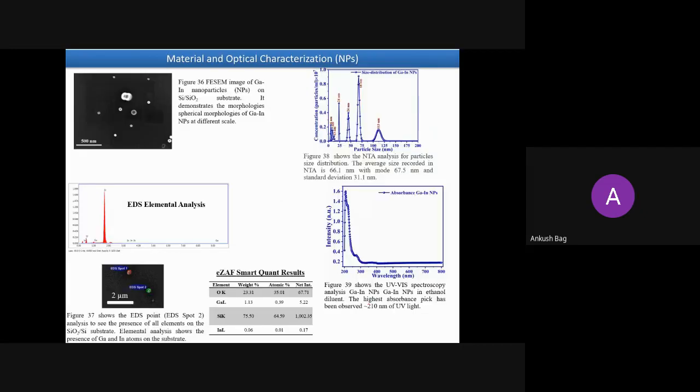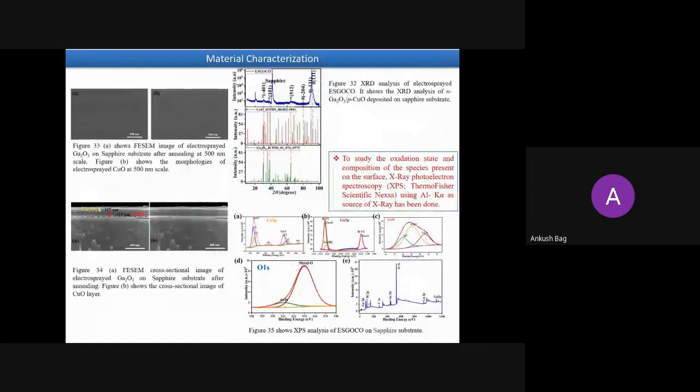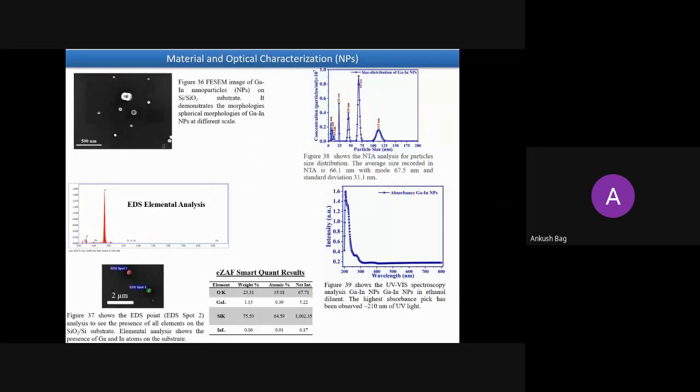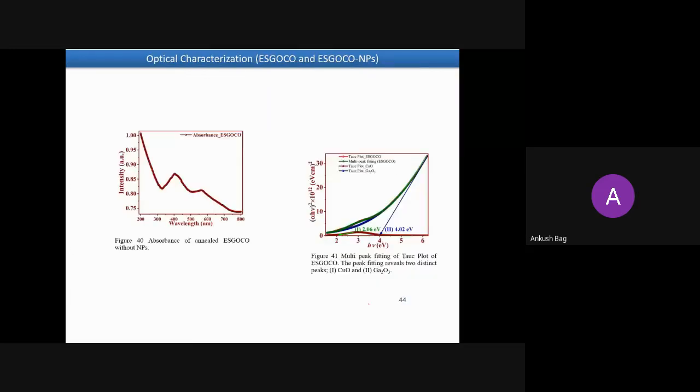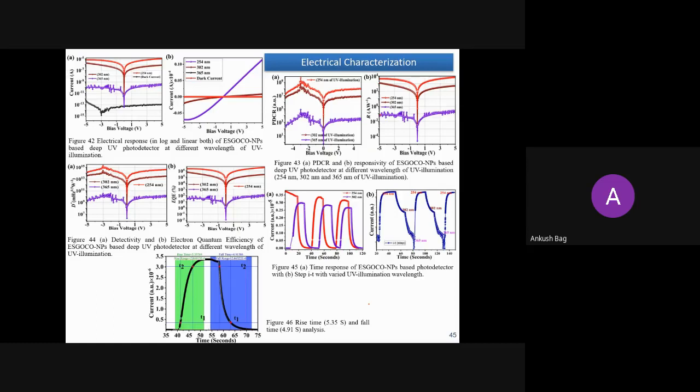Now to understand that, these are all other materials. Here we have shown the nanoparticle development. Here we tried to see whether these nanoparticles give us any absorption in the UV domain or not. Again, after incorporating the nanoparticle, we have an enhancement in the photo to dark current ratio as well as the responsivity. But in this case our dark current also increases a little bit, perhaps due to the plasmonic effect or other effects.